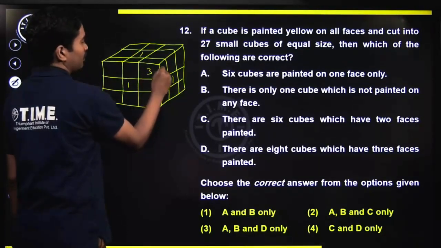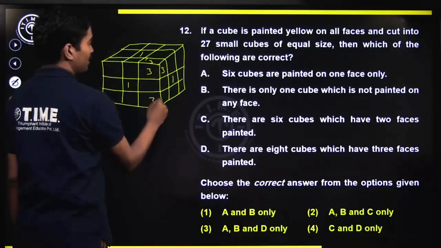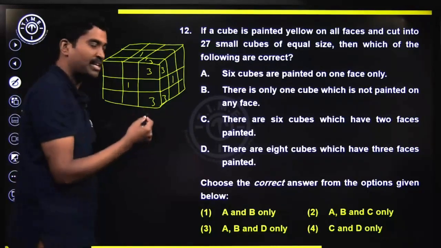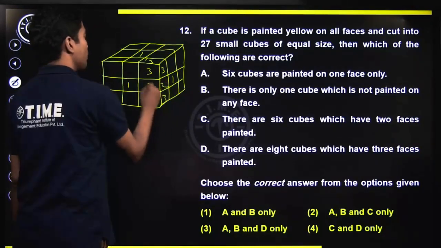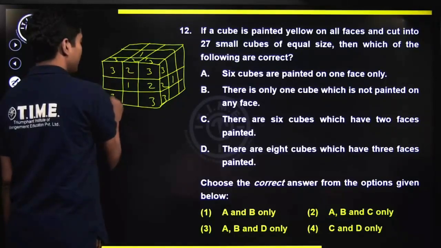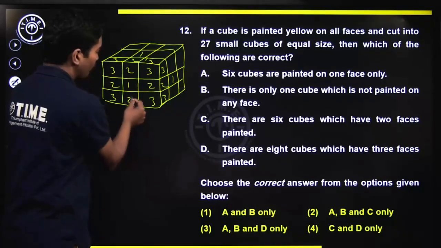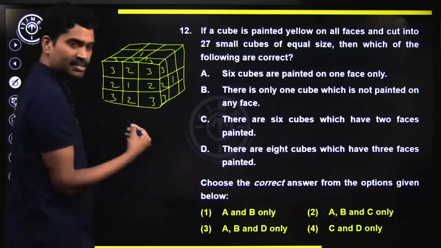This one would be marked painted on all 3 faces, right? 3, this face, this face, this face, 3, 3, 3. So, all the corner ones would be painted on all 3 faces. These would be painted on exactly 2 faces, right? This will be painted on 3 faces, this on 3 faces, this on 2 faces and so on, right? And this bottom one again on 2 faces, this front face and the bottom face, correct?